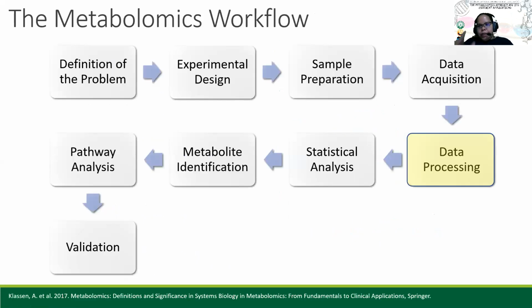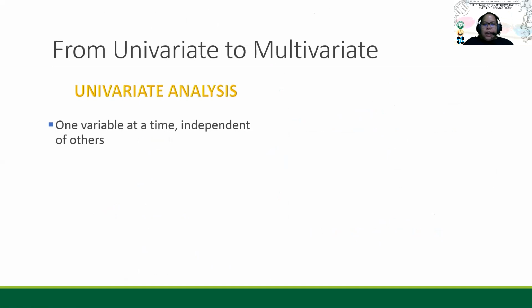So you need to make sure that you also don't scale them up so much. So from the data processing, we proceed to the statistical analysis. So this will cover more of your chemometric analysis. From previously, when we do statistical analysis, we mainly look at the univariate approach. So we determine the significance of one variable at a time, independent of others.